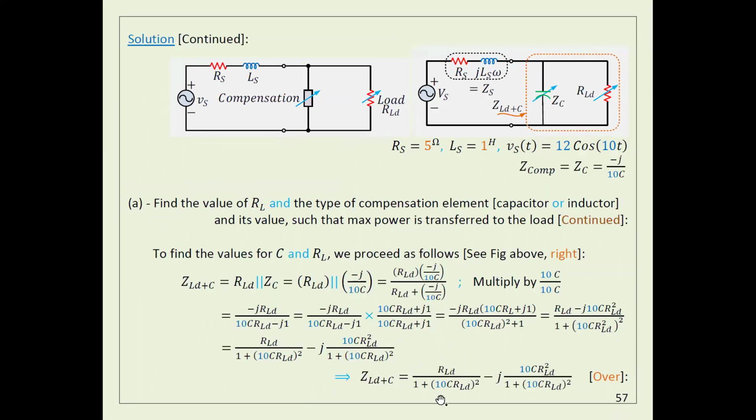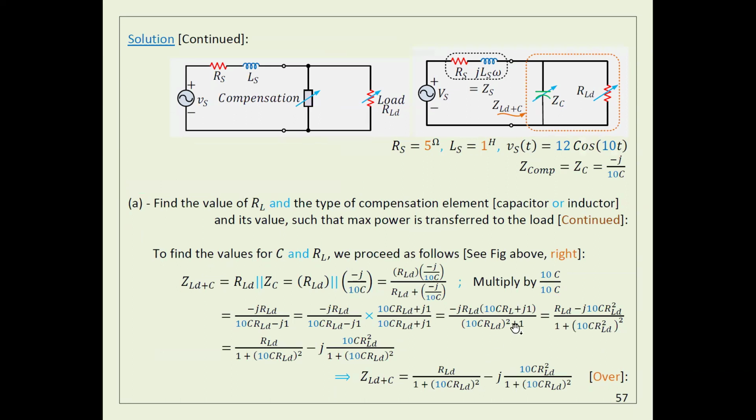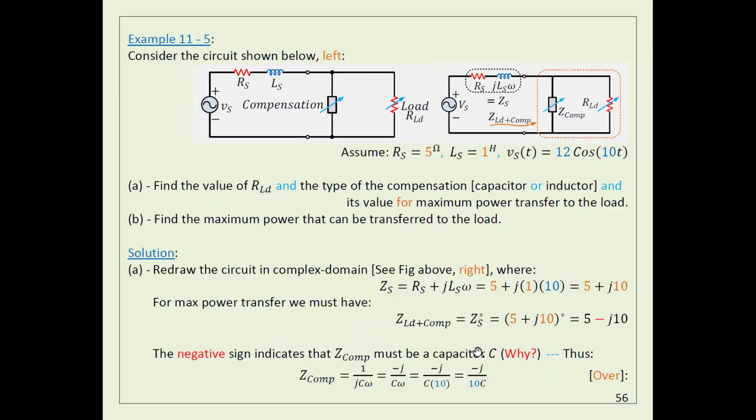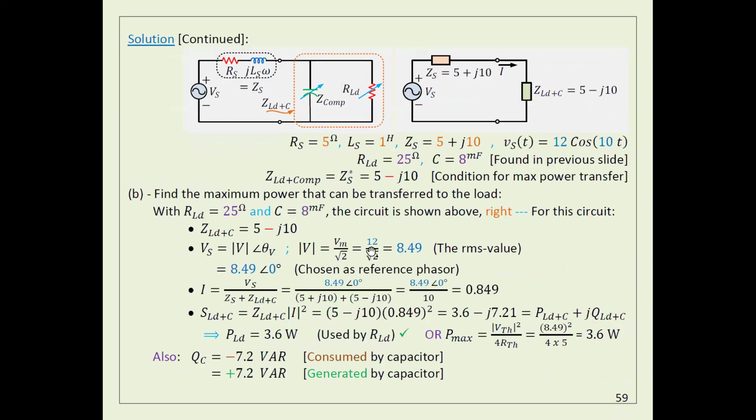That means the first part here has to equal 5, and the second part here has to be equal to 10. Now you have two unknowns and two equations, so you can solve them. This part here equals 5, this part here equals 10. Now I can solve the two equations, and I get what C is.